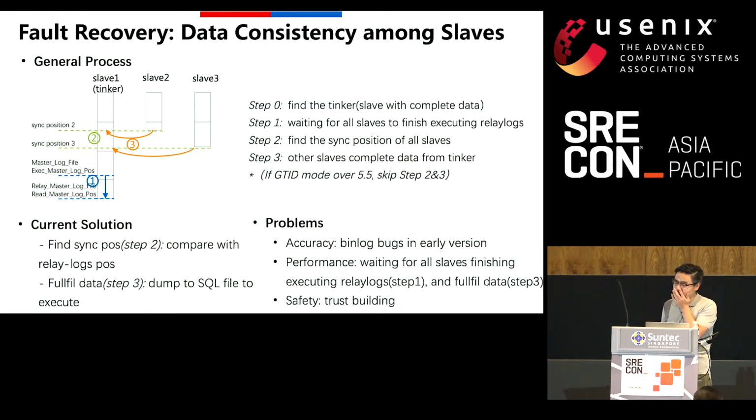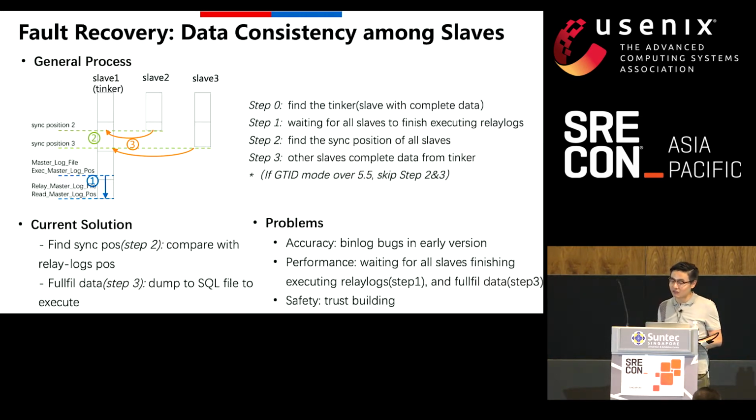Okay, to fill the data gap between the slaves, there are standard steps. Firstly, all the slaves report the data progress to the leader, and the leader compares them and ensures the slave with complete data. We call this slave the tinker node. Then the leader will wait for all slaves to execute the local relay logs if delayed. Step 3, ask the tinker to find all slaves' sync position to fulfill the gap data.